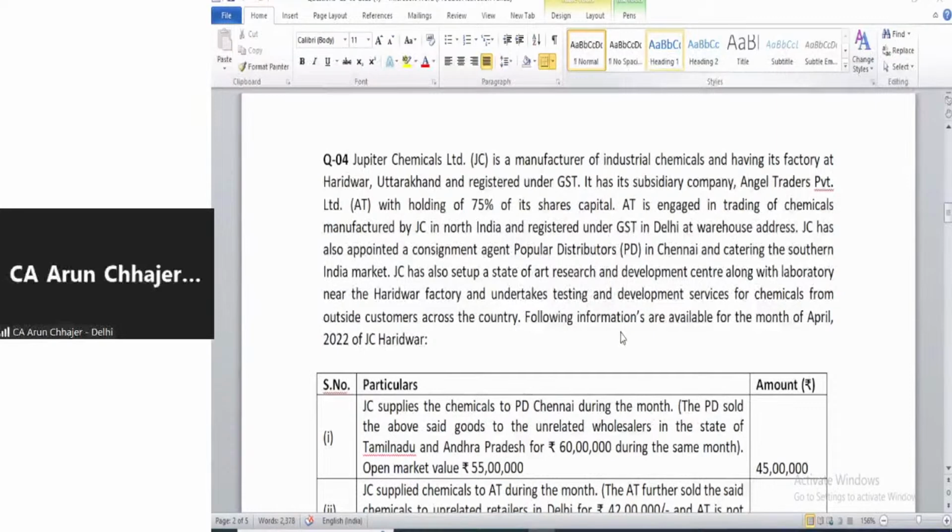Let's move to the next question, on the value of the supply. It is a slightly bigger question, but you will enjoy.